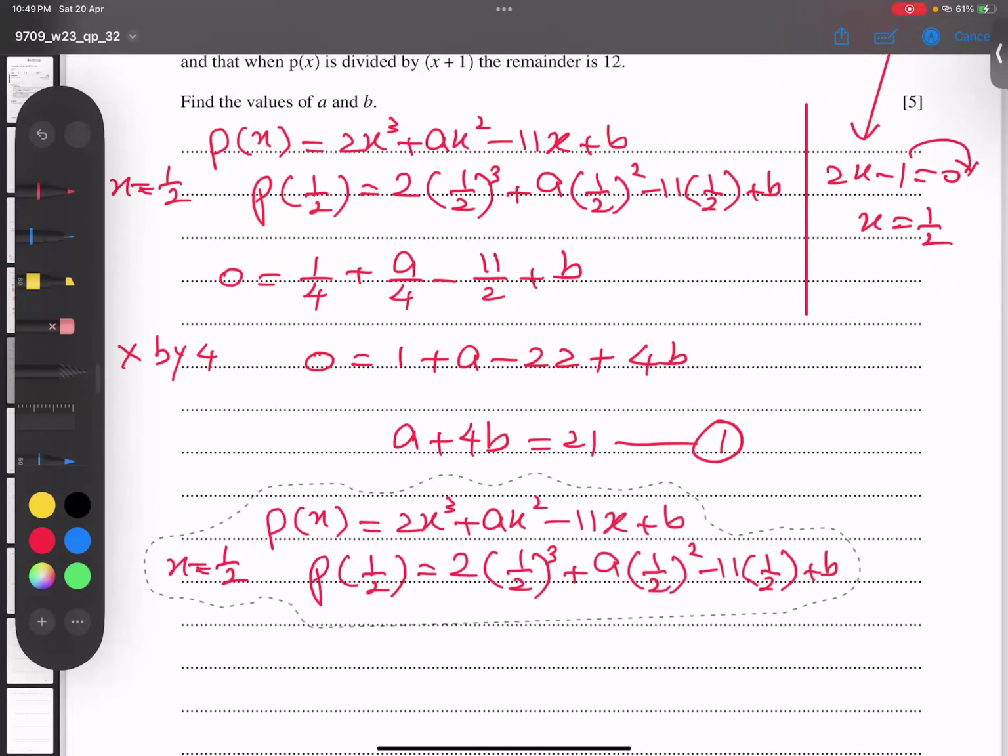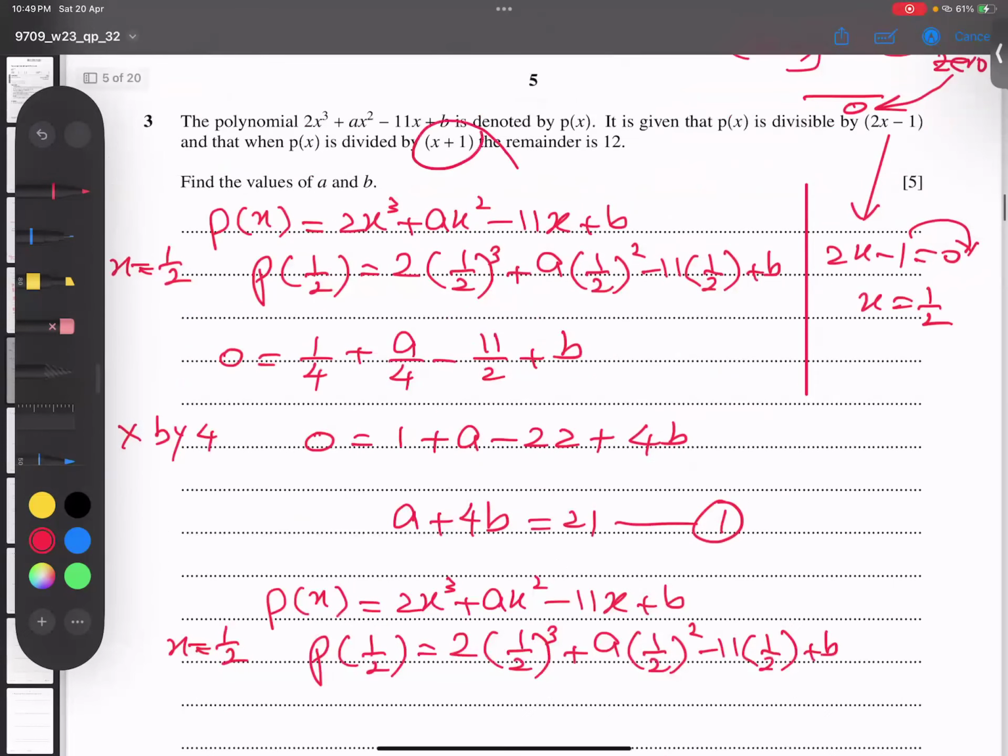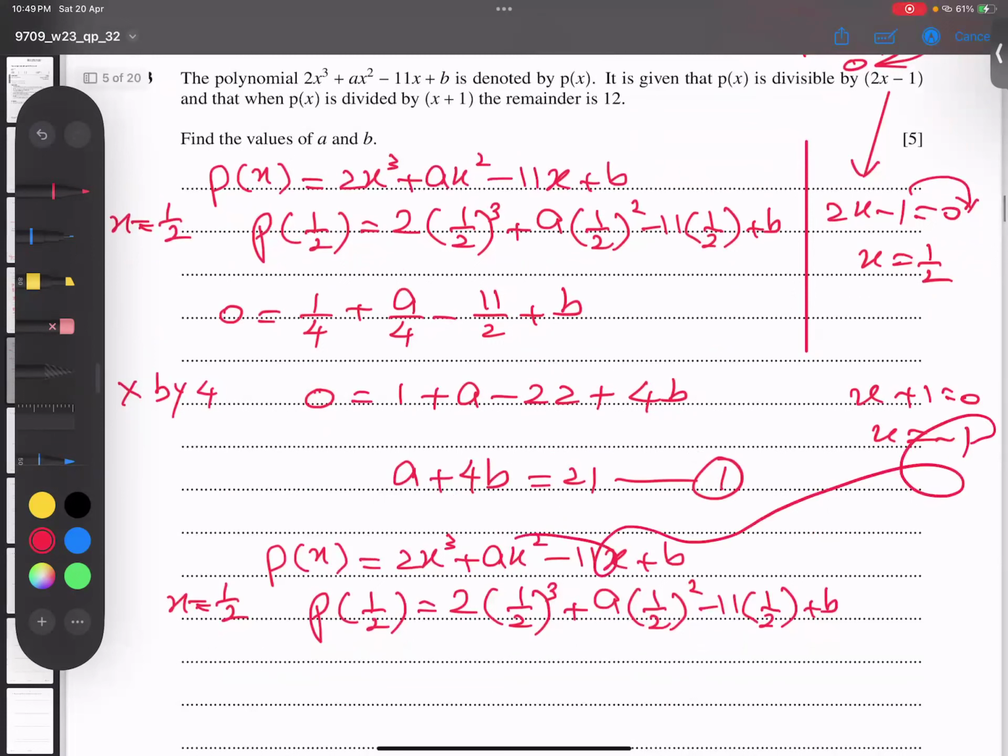But he said x plus 1. So when I take x plus 1 equals 0, I get minus 1. So I replace every x by minus 1. So have a look now. So this is the reason I save my time. I plug in every x by minus 1.